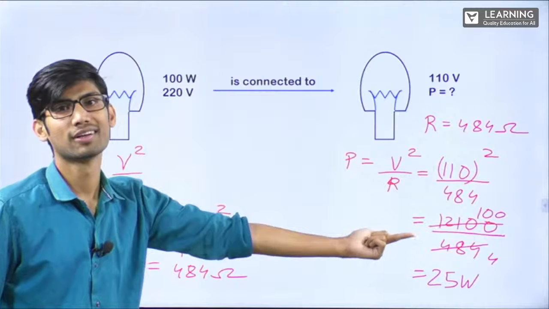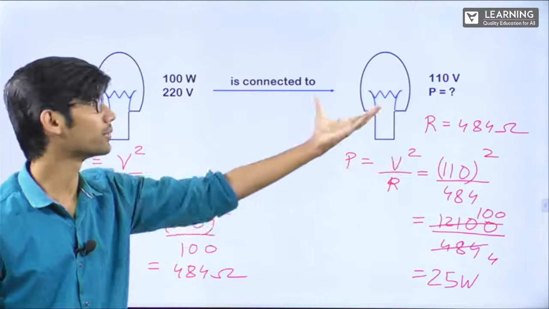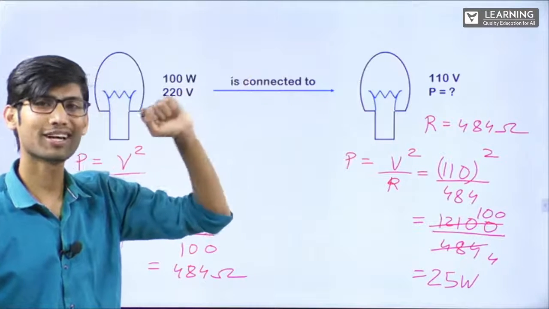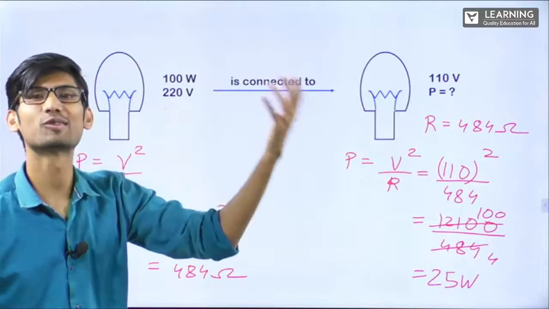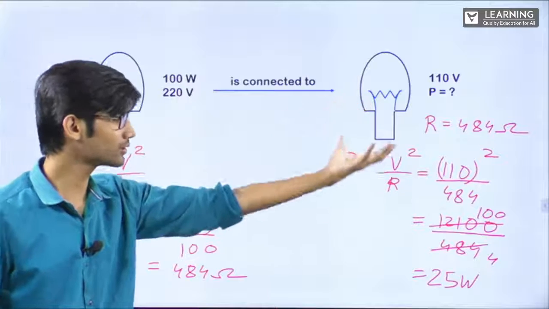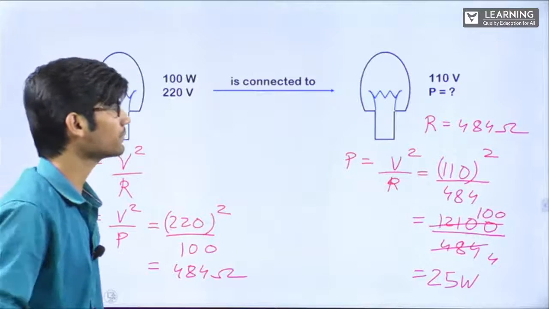That means, I told you the more the power, the brighter the bulb will glow. Here the bulb will not glow brighter. So sometimes in our house, when the bulb becomes dim, what do we say? Voltage is low today, right? So this is the thing. Voltage is low, that's why the bulb will glow dim. All right?